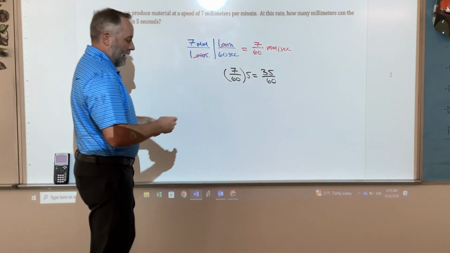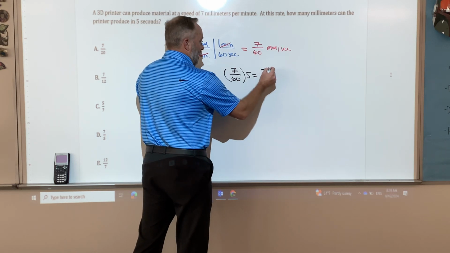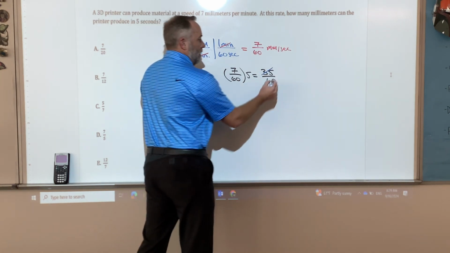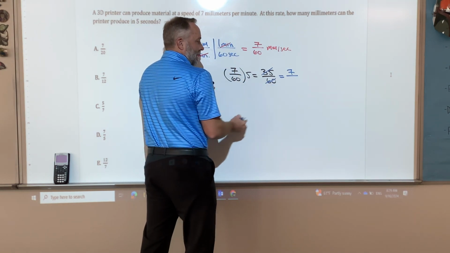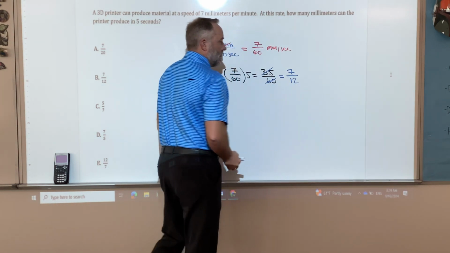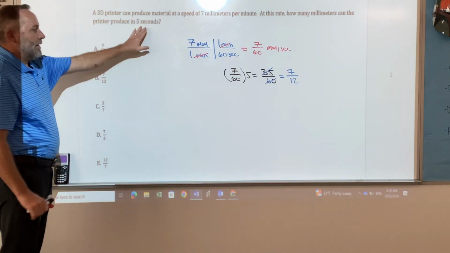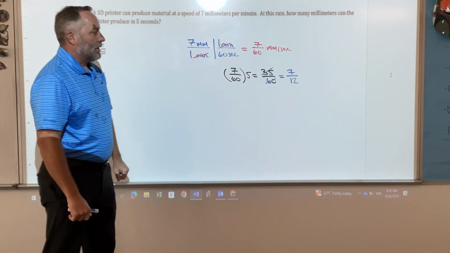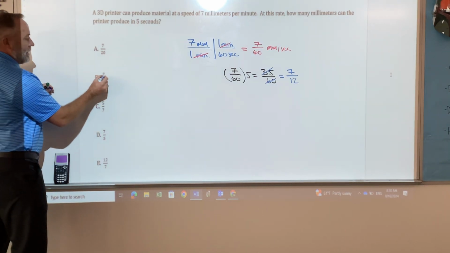And so a 5 goes into both 35 and 60. How many times does 5 go into 35? That's 7 times. How many times does 5 go into 60? That's 12 times. So how much can the printer produce in 5 seconds? It's 7/12 millimeters, and that is found in answer B.